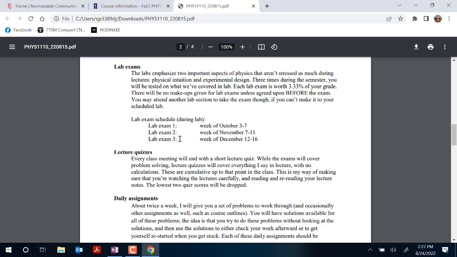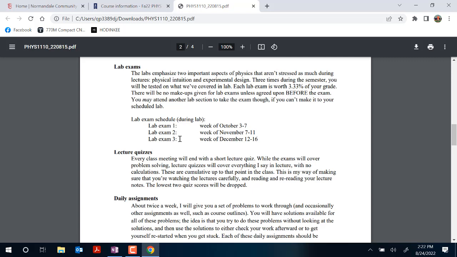The class itself, the tests and the homework and stuff, it's pretty much focused on learning how to do calculations, how to calculate what the velocity of this thing is going to be at this instant, what the force is that's applied to this object here.